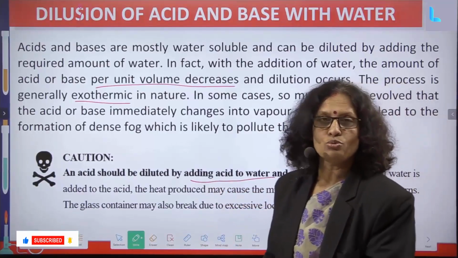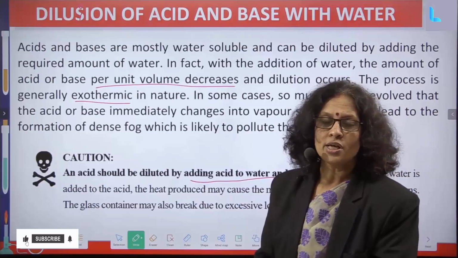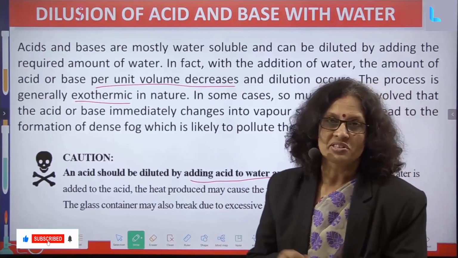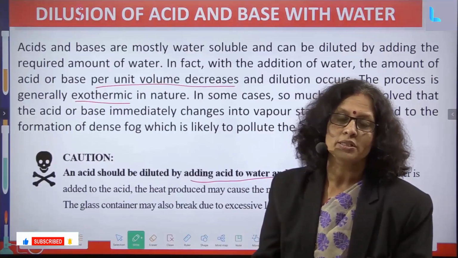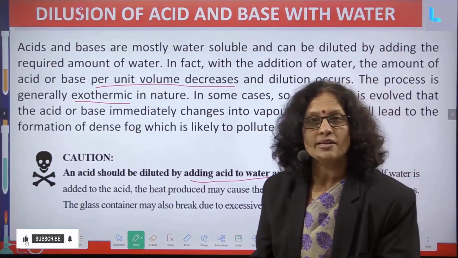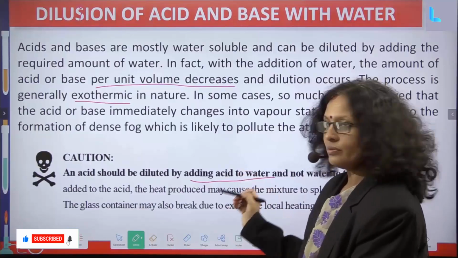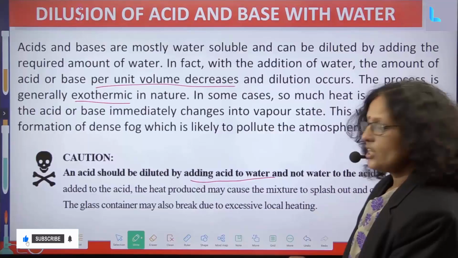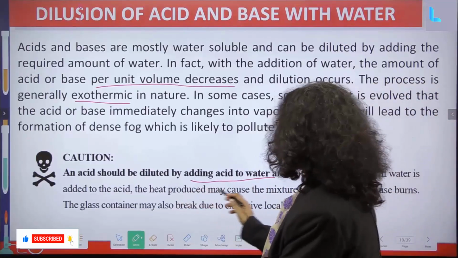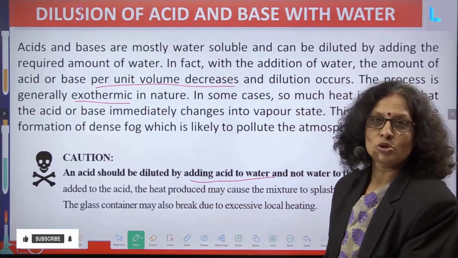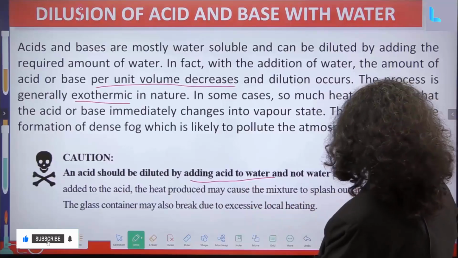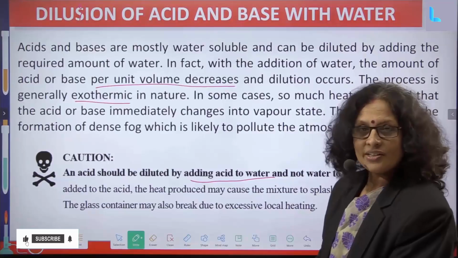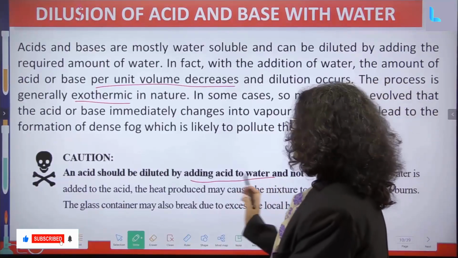Why should we add acid to water, not water to acid? Because acid will spurt out. It might spurt out on your skin, your clothes, on whoever is preparing the solution. So it may cause an accident. That is why it should always be adding acid to water and not water to the acid. If water is added to the acid, the heat produced, because it is an exothermic reaction, may cause the mixture to splash out and cause burns. That is why acid is added to water.